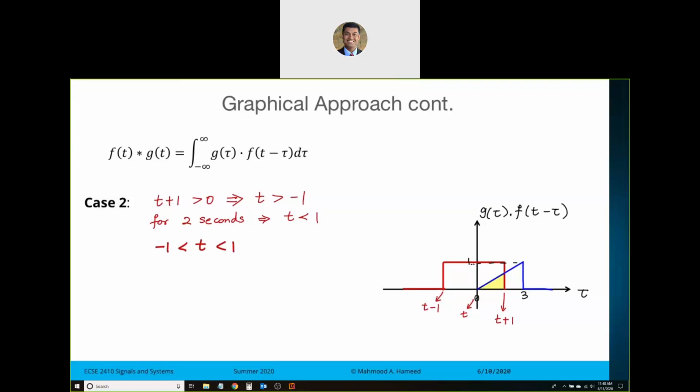So how does that look? The convolution result f convolve with g can be written as, what would be the limits of that integration? Jason says 0 less than t plus 1 less than 3. No, it would not be 3, Jason. The upper limit would be 2, because the rectangle is narrower than the triangle.